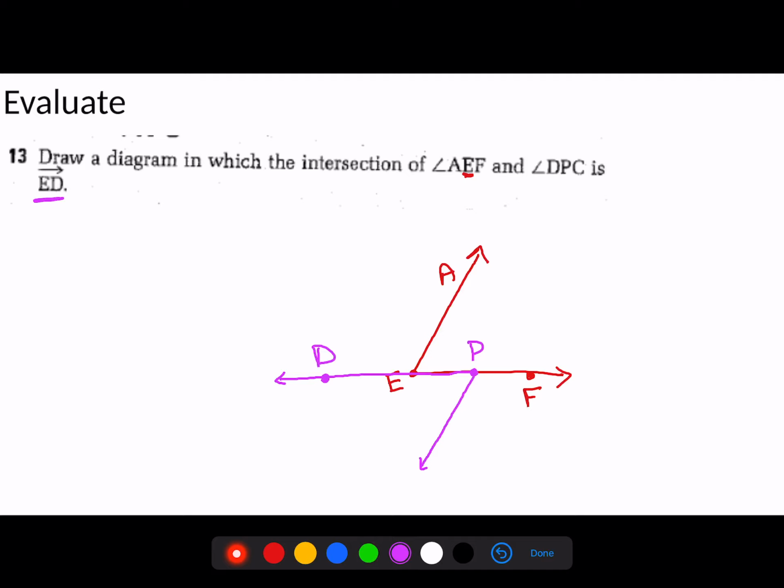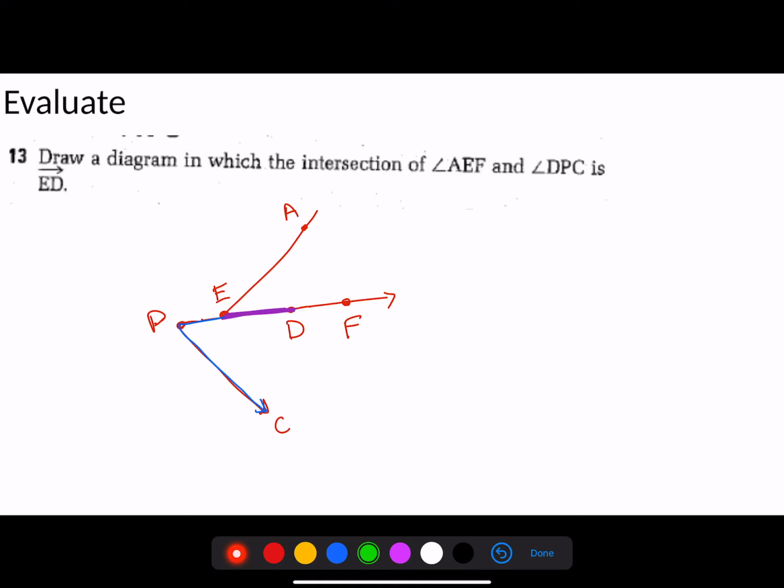And then, of course, I can draw C in a couple different ways. I can draw it up. I can draw it down. Totally up to you. I'm going to go ahead and draw mine down. So I have this purple angle and this red angle. So now if I look at this, where they cross each other is, in which the intersection of AEF and DPC is ray ED. So where they cross each other is this ray right here.